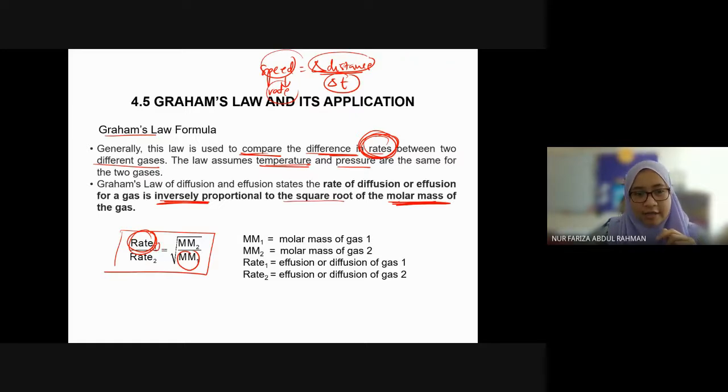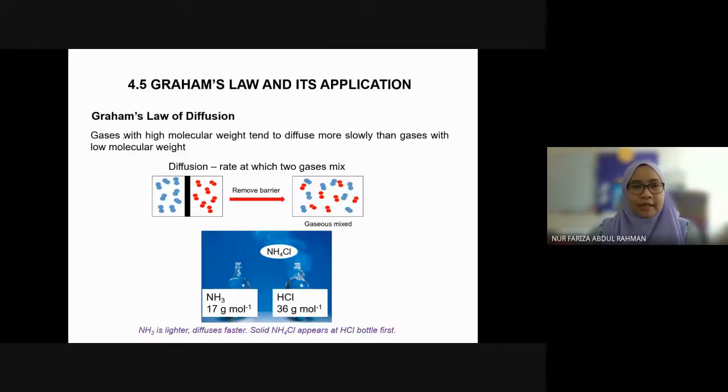So rate 1 is inversely proportional to its molar mass. Rate 2 is down here, therefore the molar mass should be up here. So, the square root of all the molar masses. Alright, moving on. Gases with high molecular weight tend to diffuse more slowly than gases with low molecular weight, like I mentioned just now.